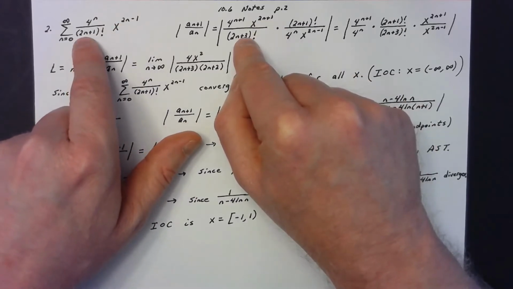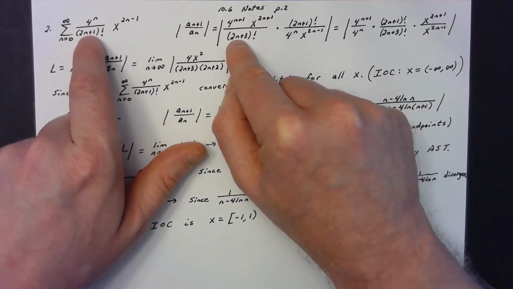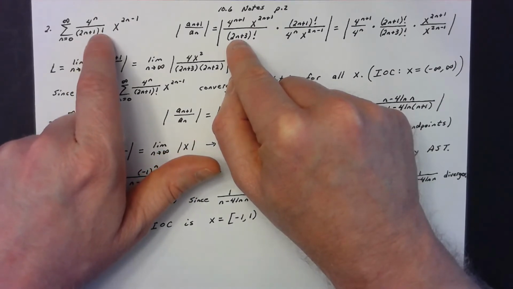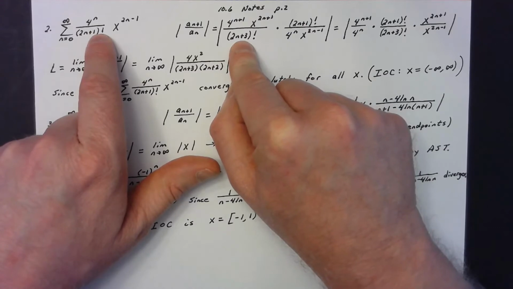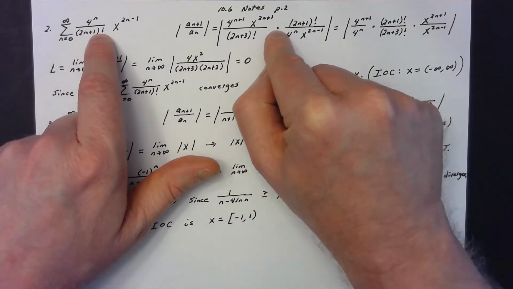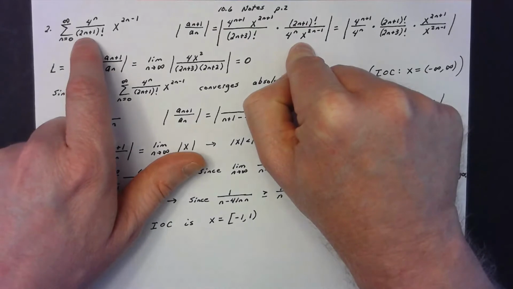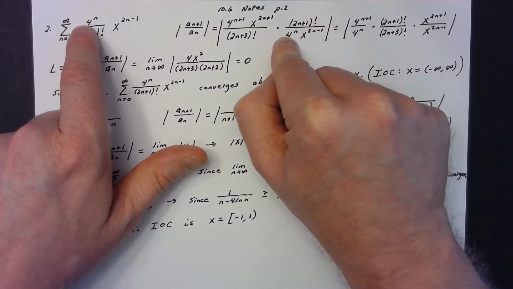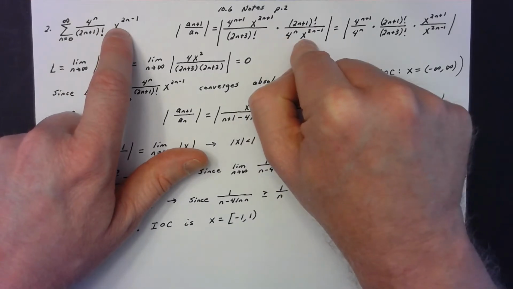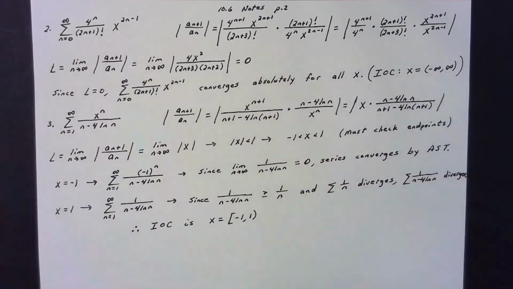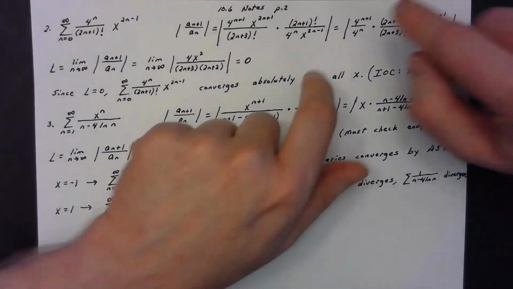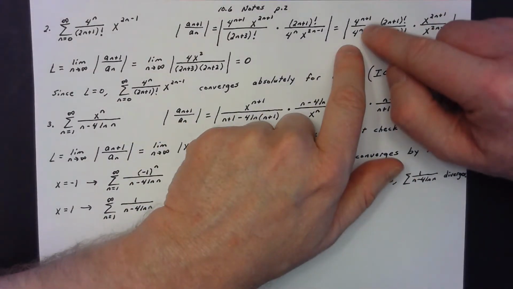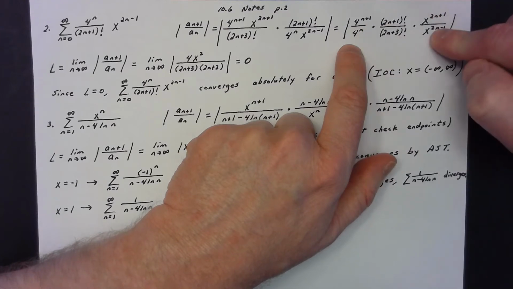Similarly, in the denominator, if you replace n with an n plus 1, you would get 2n plus 2 plus 1. That becomes 2n plus 3 factorial. Now I'm multiplying by the reciprocal of a sub n, so the 2n plus 1 factorial goes in the numerator. Your denominator is the 4 to the n and the x to the 2n minus 1 power. Now when I try to simplify this, I just start gathering like terms: the exponential base 4s, the factorials, and then the x terms.